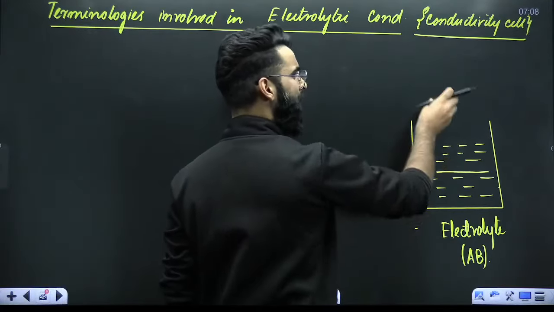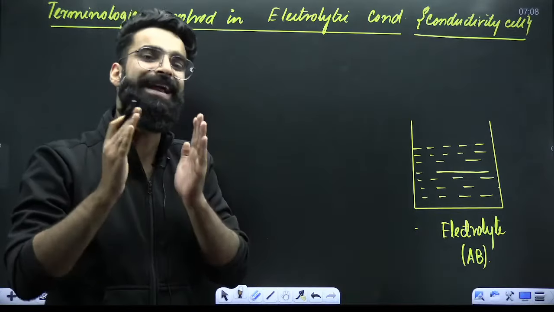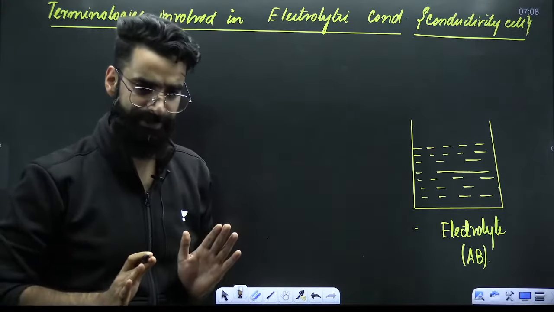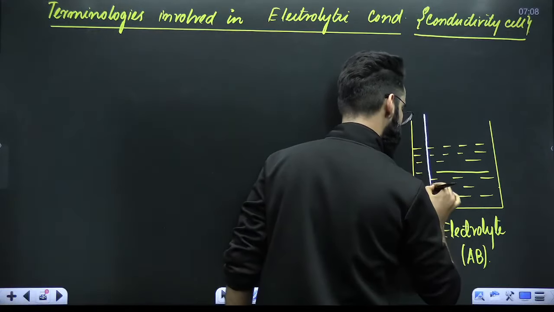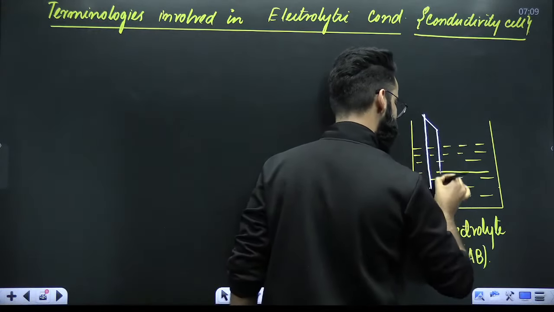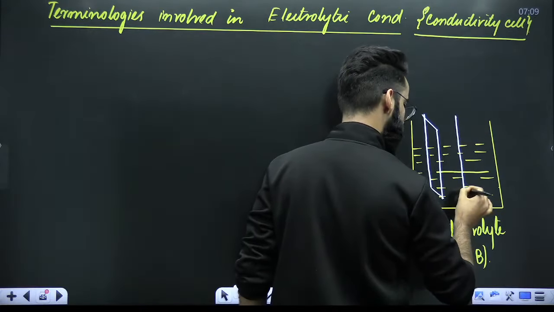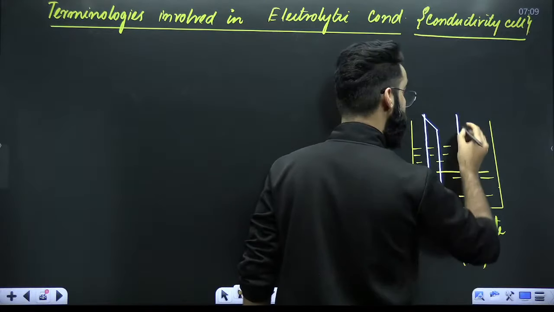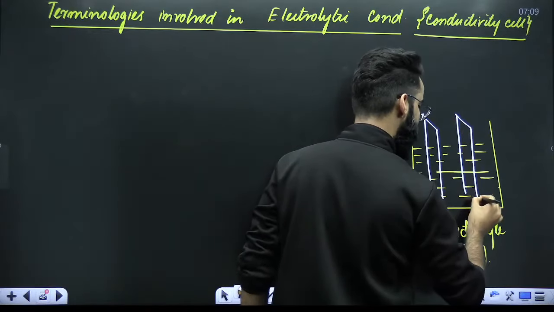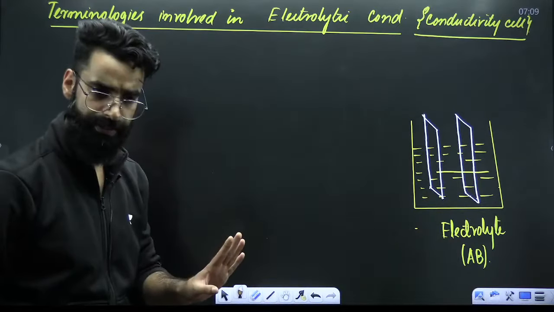Now what exactly I'm doing? I'm going to place two electrodes here, basically two metal plates. This is one metal plate, which works like one electrode. Similarly, this is one more metal plate, which works like one more electrode. Perfect, I've taken two electrodes here.